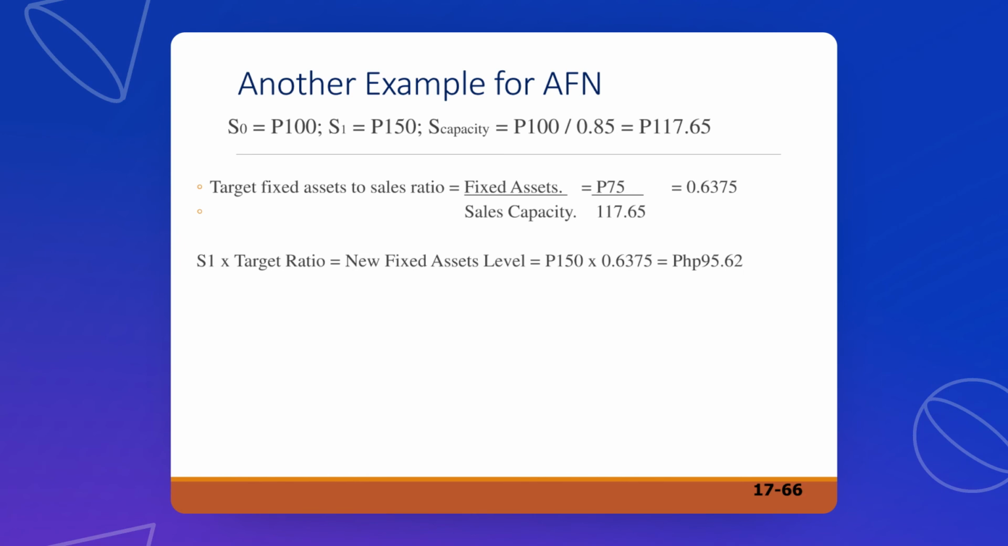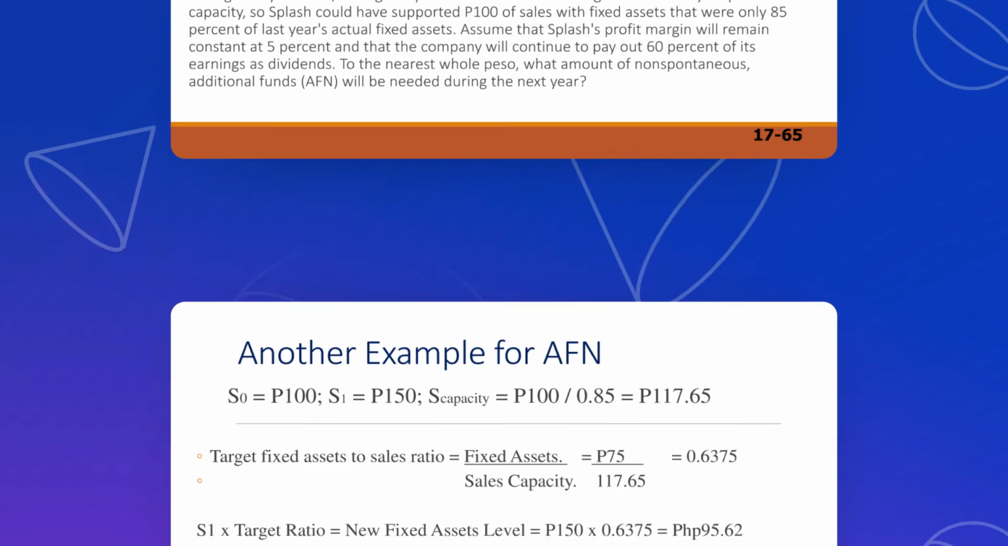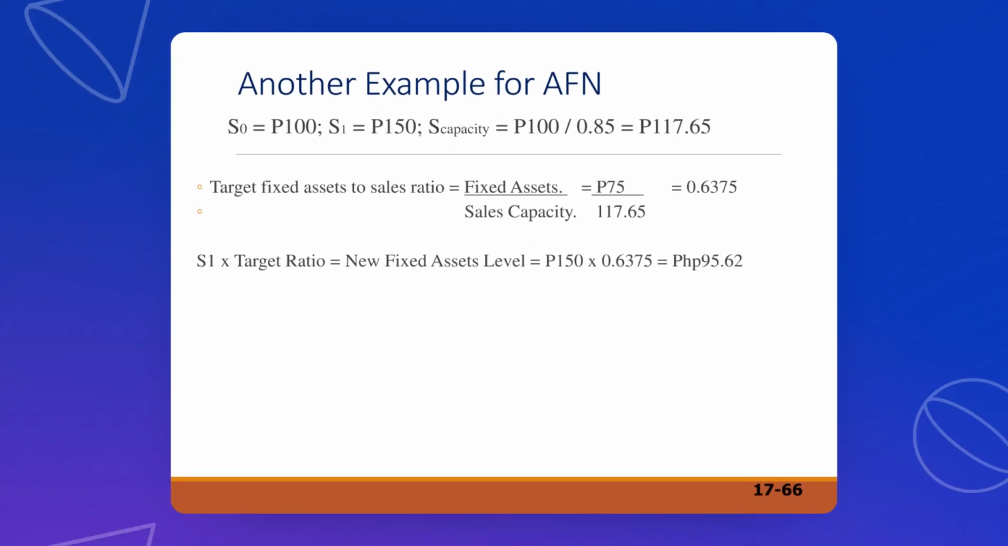How do we do that? The formula for the target fixed assets to sales ratio is: your fixed assets amount of 75, divided by the capacity of 117.65. So, class, the ratio should be 0.6375, which is fixed assets divided by your sales capacity. Then S1 times the target ratio gives the target new fixed assets. S1 is 150 times 0.6375. That gives us the required fixed assets. So that's the step.